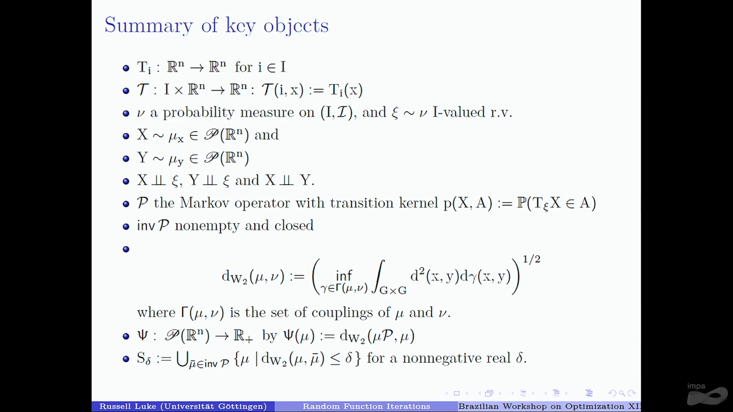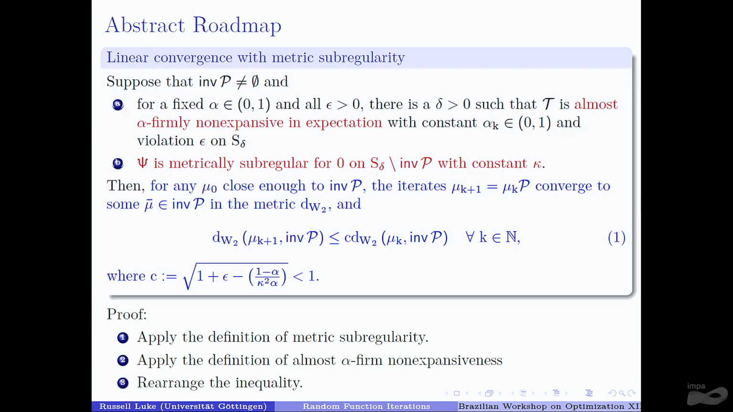I'll use this symbol psi to keep track of the residual. So this is the Wasserstein metric of my next point and my previous point, the distance between those two. And this S_delta is just a fancy way of writing the delta ball with respect to the Wasserstein metric around the set of invariant, or stationary, measures. I just imagine putting a delta ball around that, and I use the S for that.